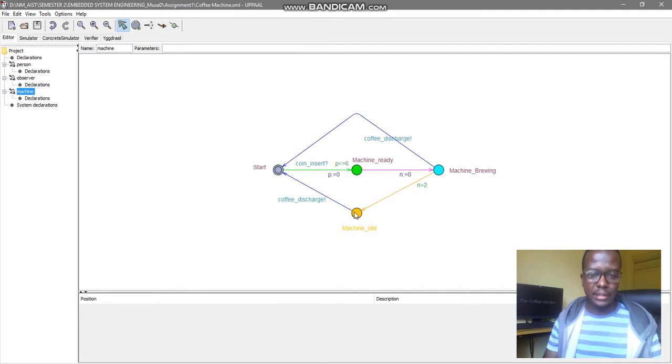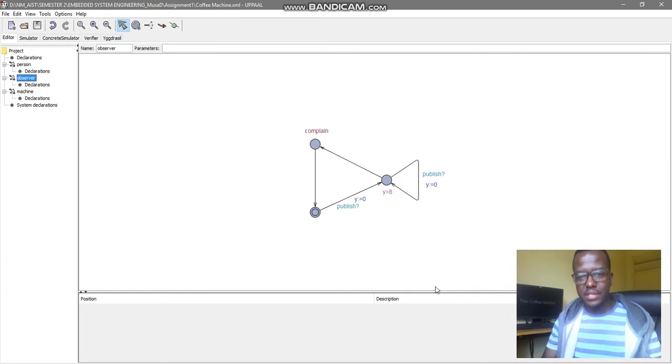After an idle state, we are going to see on the observer side that the observer is going to complain, and the person now comes back and takes the coffee after coffee has been discharged. Then we go back to start, to initialize the machine to wait for another brewing process.